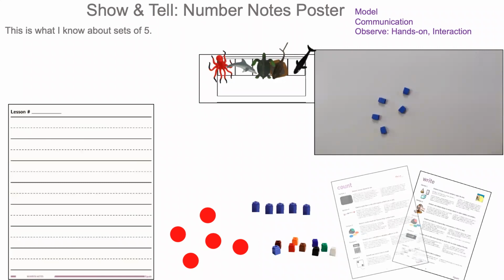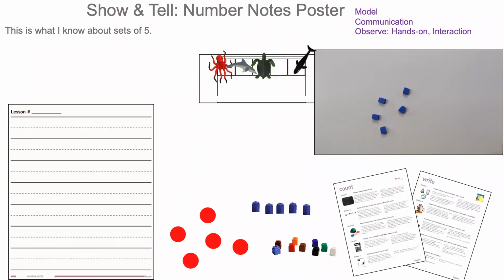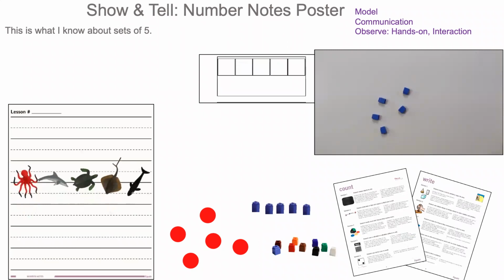This is then repeated with the second question. What do you know about the lesson objective? So students will use the materials out on the table to communicate their knowledge and answer the question.